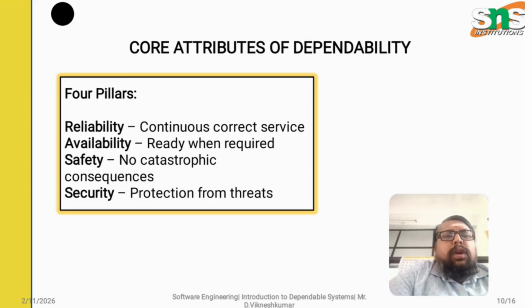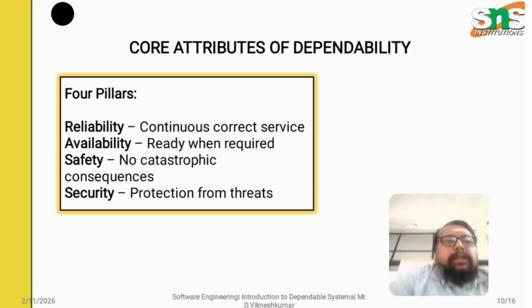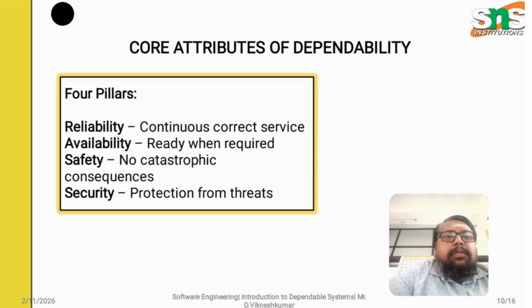Next we have the core attributes of dependability, which consist of 4 things: reliability, availability, safety and security. These are the 4 pillars of a dependable system. Reliability is about continuity of correct service. Availability is about being ready when required. Safety is about no catastrophic consequences. Security is about being protected from threats.